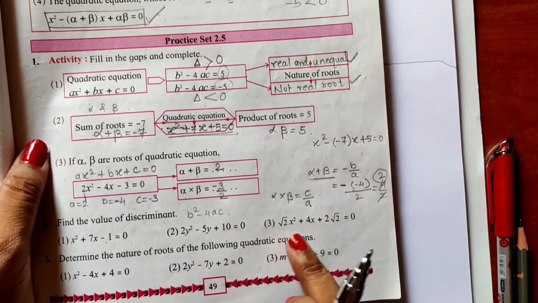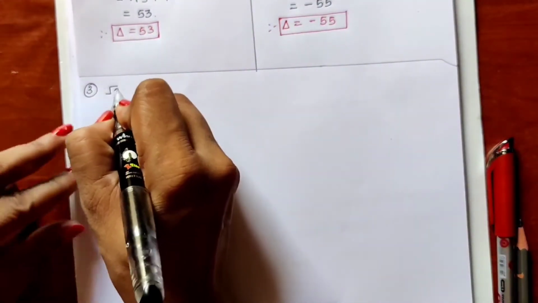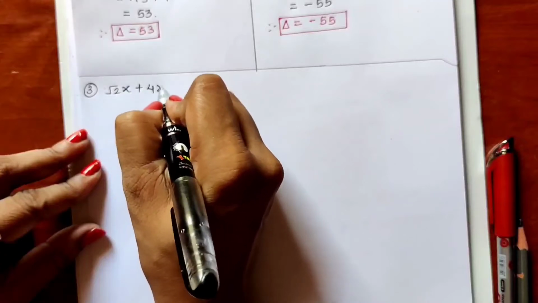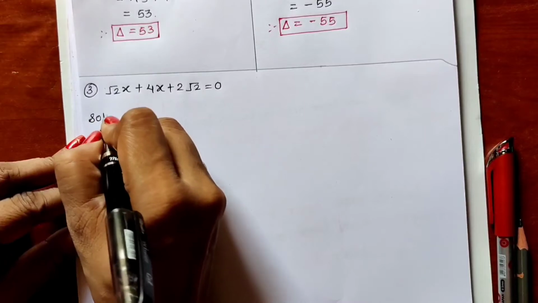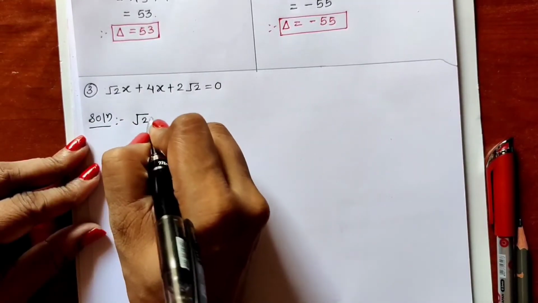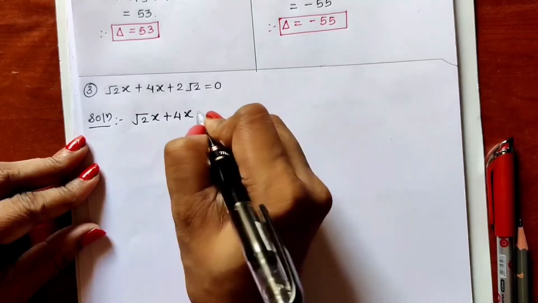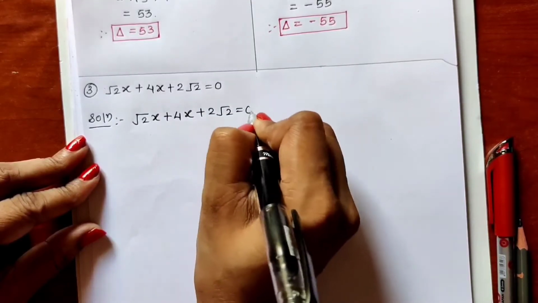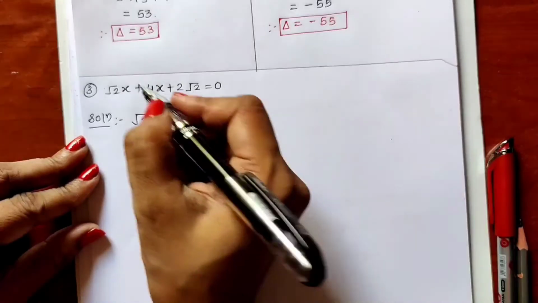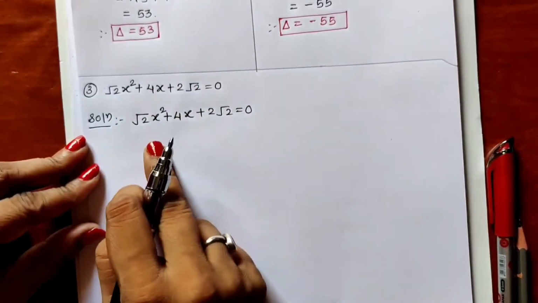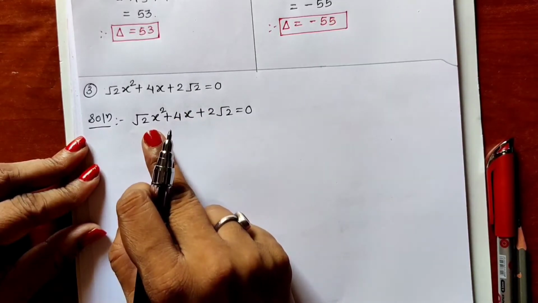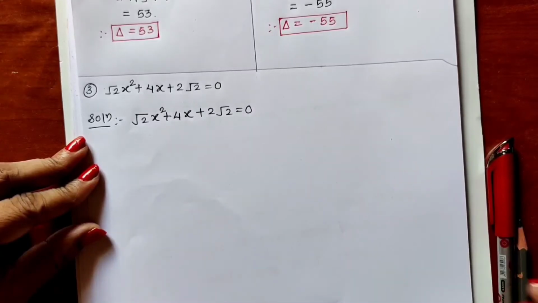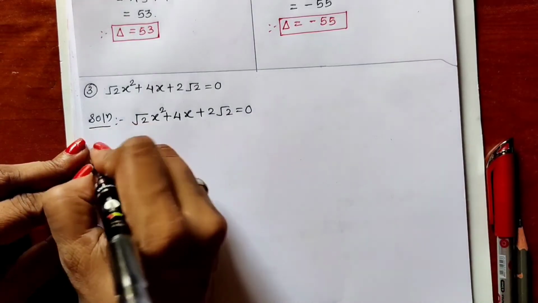Third sum is root 2x square plus 4x plus 2 root 2 is equal to 0. Let us write root 2x square plus 4x plus 2 root 2 is equal to 0. Solution. Write the equation once again. Root 2x square plus 4x plus 2 root 2 is equal to 0. We can see all the terms are on the left hand side. First term is x square, second term is x having index 1, third term is constant term. So it is in the general format of ax square plus bx plus c is equal to 0. So we can directly compare the equation.